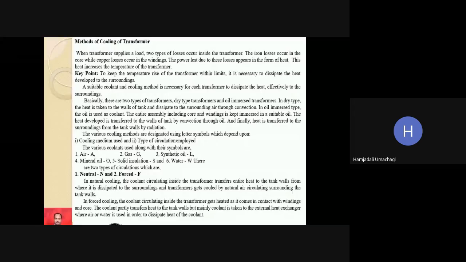Is it clear, all of you? Natural means the heat is carried away naturally. Force type means we purposefully force some coolant. That coolant sends part of the heat directly to the walls of the transformer, and the remaining part of the heat is exchanged in the heat exchanger. And what is the function of the heat exchanger?